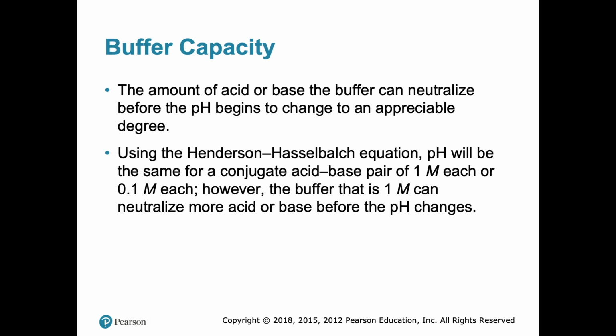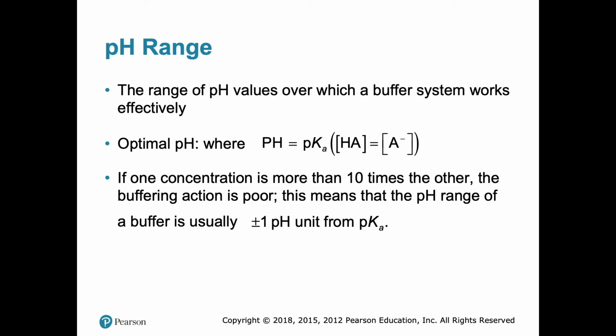Okay. So this shows you why. That's a typo, that should be a lowercase p right there. But the range of pH values over which a buffer system works is effectively centered on the optimal pH where the concentration of HA equals the concentration of A minus. So if one concentration is 10 times more than the other, you're at the edge of the buffering range. This means that the pH range of a buffer is usually plus or minus 1 pH unit. Does that make sense?